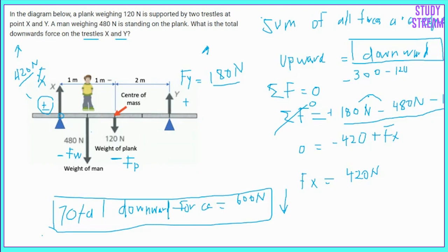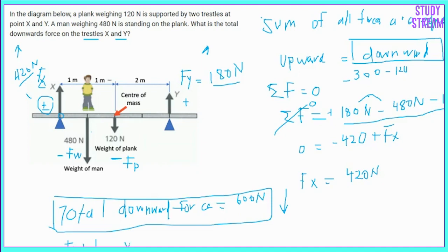Okay. But would that still count? Because it's saying at point x and y, and that's not necessarily at point x and y. I think the question phrasing is not so clear. So that's why I calculated Fx alone, Fy alone. And now if you want to say what is the total downward force, you can say it's 600 Newton. If you also want to say what is the total upward force, it should be the same.